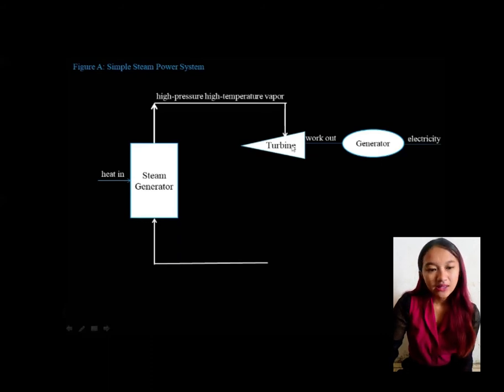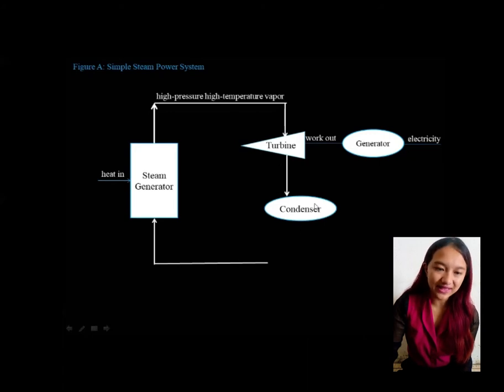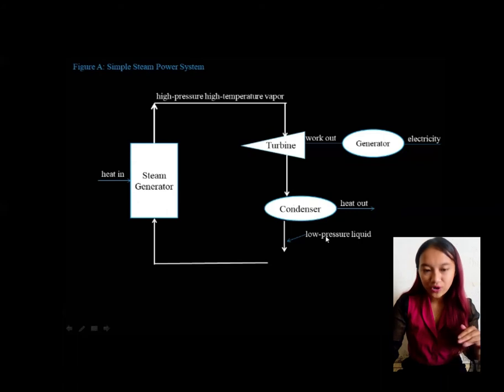electricity. The low pressure and temperature steam is later condensed in the condenser, removing the heat by rejecting the thermal energy to a heat sink and turning the steam to saturated liquid with low pressure.